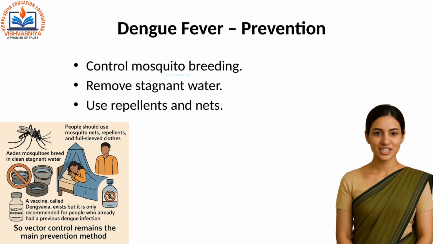Now, prevention is mainly about controlling mosquitoes. Since Aedes mosquitoes breed in clean stagnant water, we must not allow water to collect in containers, tires, or coolers. People should use mosquito nets, repellents, and full-sleeved clothes. A vaccine, called Dengvaxia, exists but it is only recommended for people who already had a previous dengue infection. So vector control remains the main prevention method.